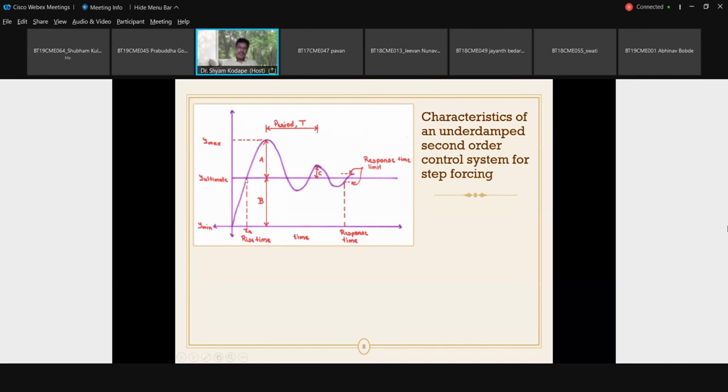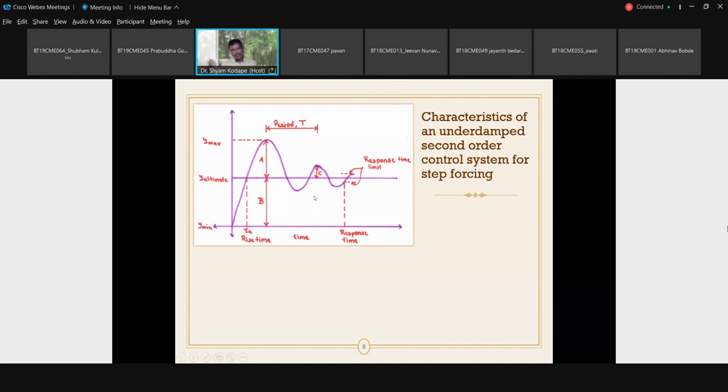The very first time it reaches the ultimate value is called the rise time. And if it is fluctuating within plus minus 5% of the ultimate value, that is called the response time. Just remember it, or draw it on your paper and keep it with you. We will be discussing these things, and in the examination we even need this diagram properly. You have to remember the A, B, C sequence and all these things.